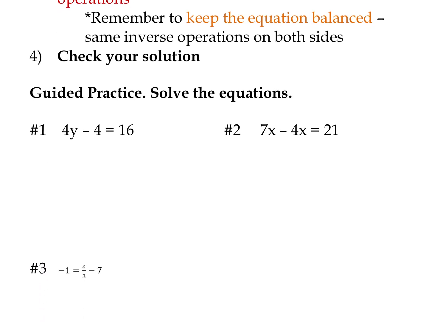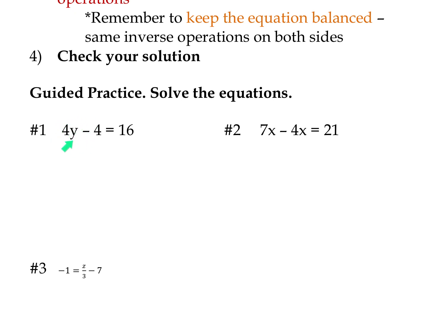Okay, so we have 4y minus 4 equals 16. So first we want to look to simplify each side of the equation. So if I look here, there's nothing I can simplify. These are not like terms. I can't add and subtract something with a variable and something without. So both sides of the equal sign are simplified. Now I want to make sure the variable is only on one side of the equal sign. So I only have a variable on the left side. That's good. Now I want to isolate that variable.